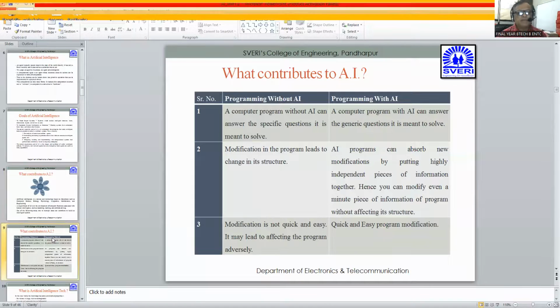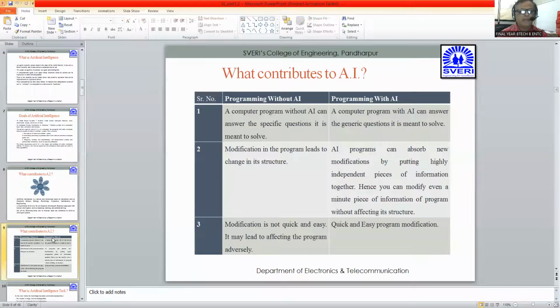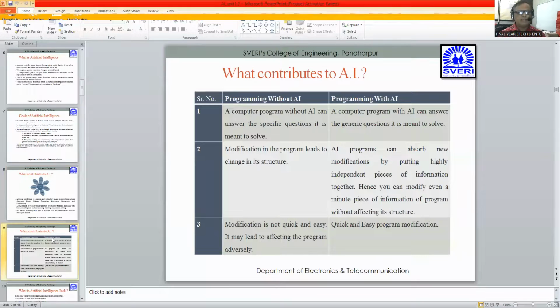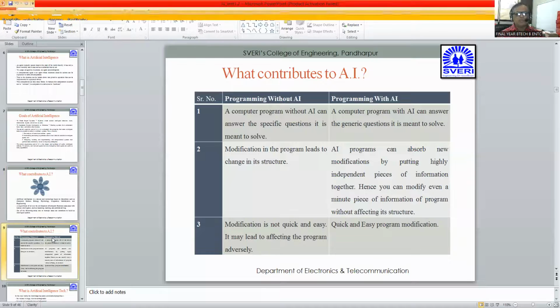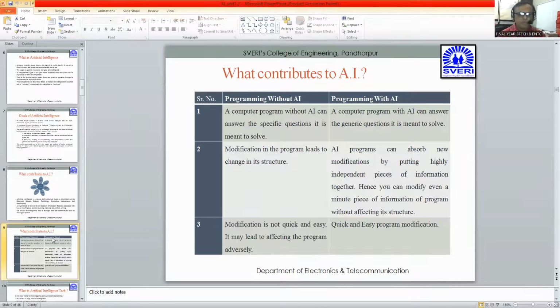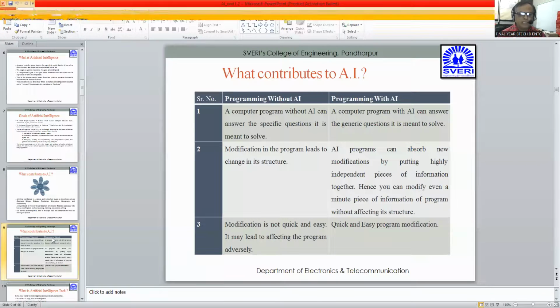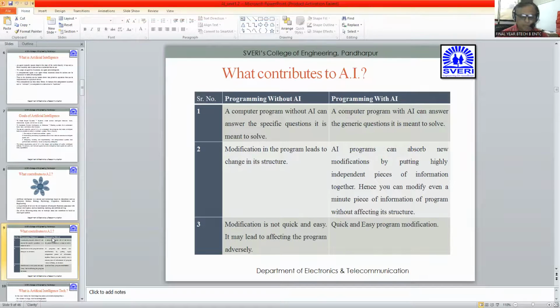We have also seen the difference between programming with AI and programming without AI. Programming without AI can answer specific questions, whereas programming with AI can answer generic questions. Modifications in the programming lead to a change in structure as far as without AI is concerned, whereas with AI, the AI program can absorb new modifications. The third point: modification is not quick and easy without AI, but in this case, it is quick and easy.